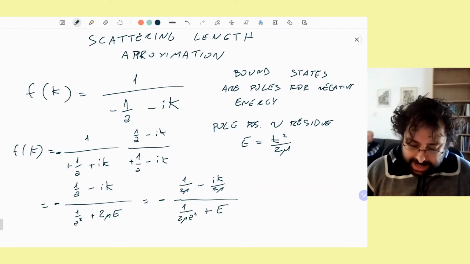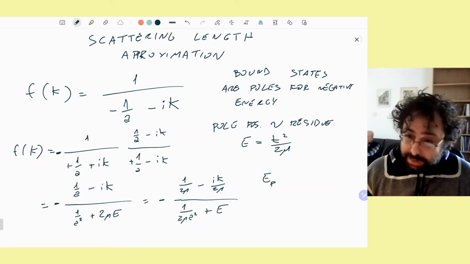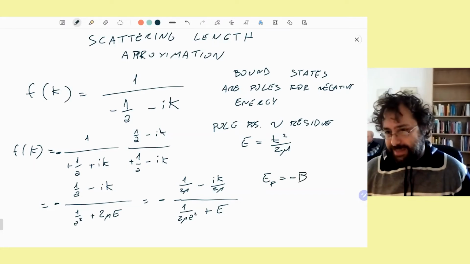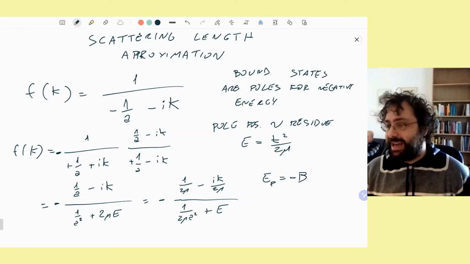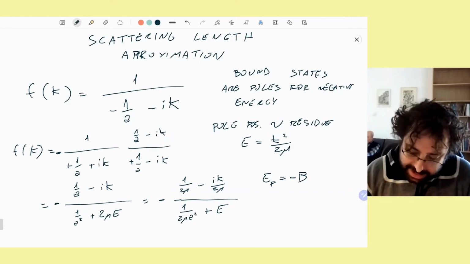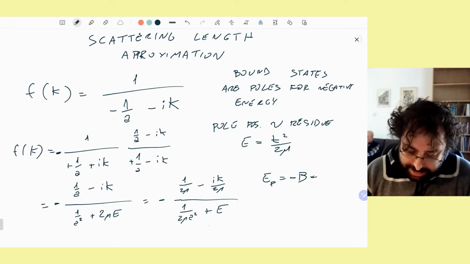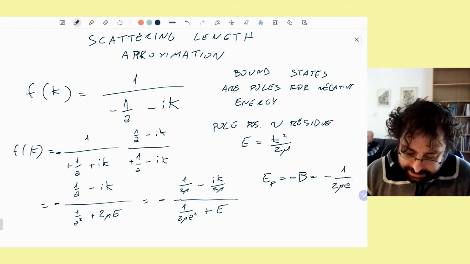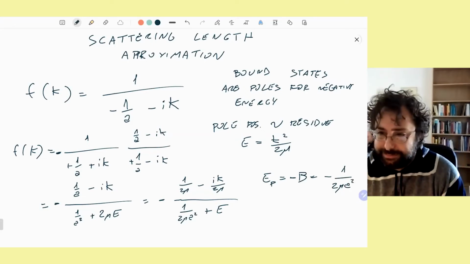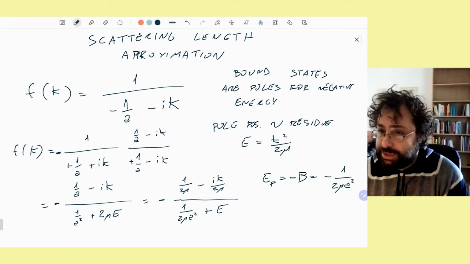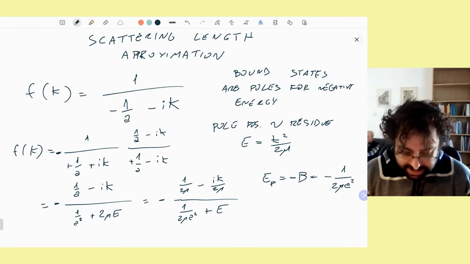And I can immediately see that the position of the pole, which is, well, conventionally, if there is a bound state, we call the binding energy a positive number. So the position of the pole, that is for negative energy, we must put a minus sign. So the position of the pole you can read immediately from here is minus 1 over 2 mu a squared. So now we just have to calculate the residue.